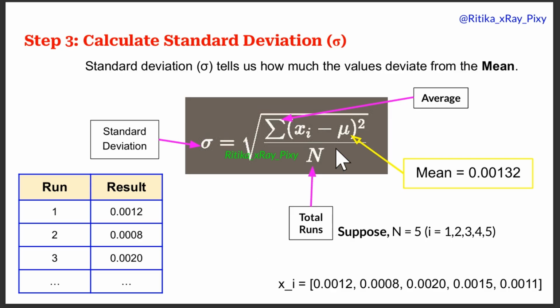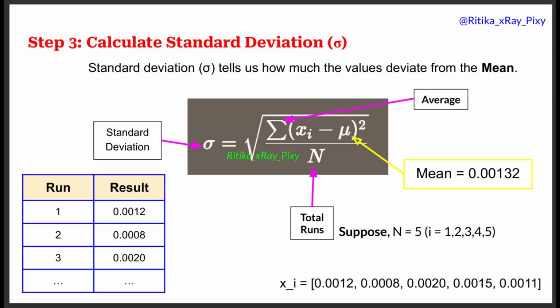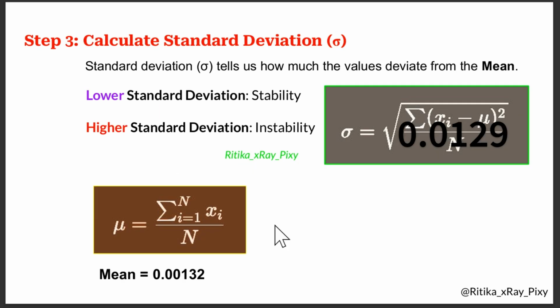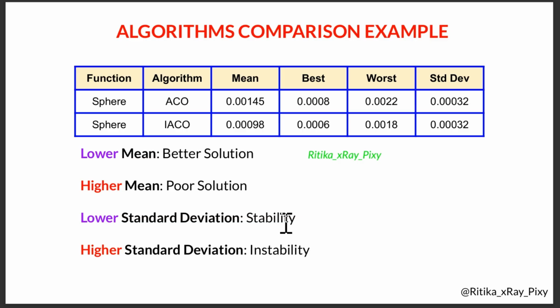And here you can see mu, that we already calculated previously. For i we have 1 to n. So here we calculated the mean, that is 0.00132. Now we will put the values here and calculate the standard deviation for 5 runs, that is 0.0129. Low standard deviation means the algorithm is consistent, producing similar results in each run. And if you are getting a high standard deviation, it means the algorithm performance varies a lot between runs.